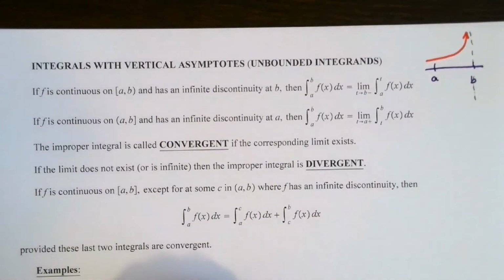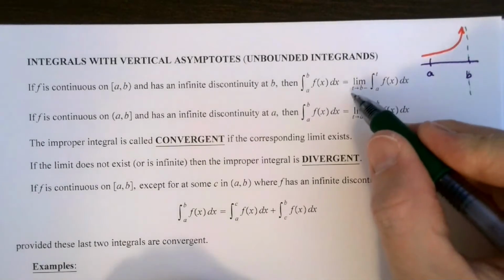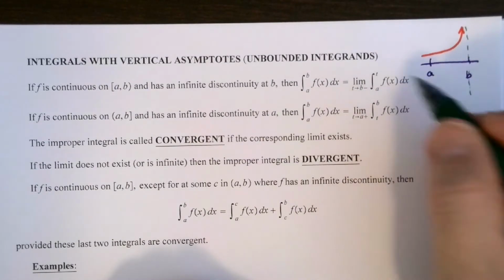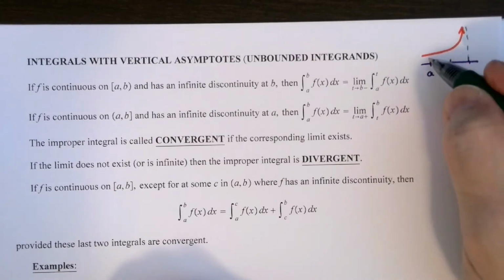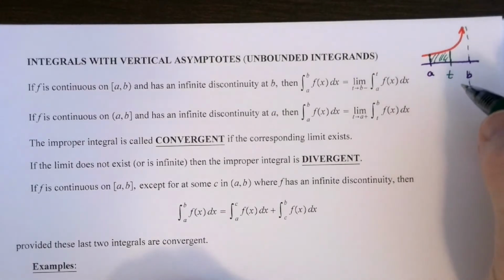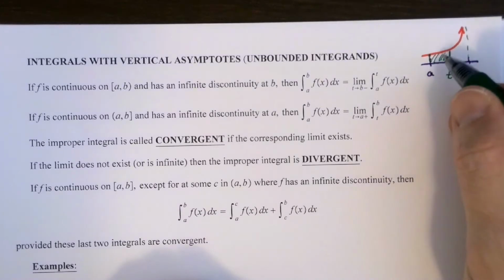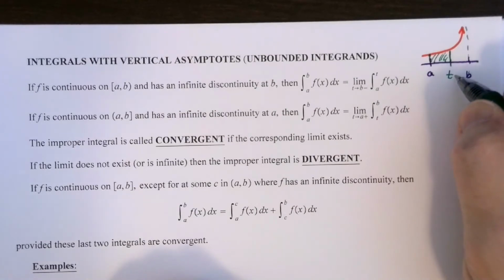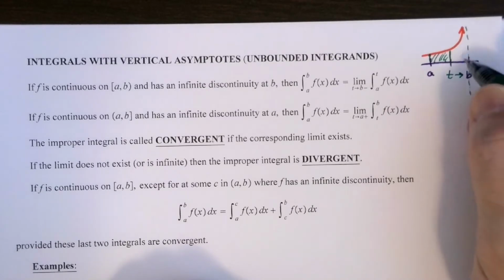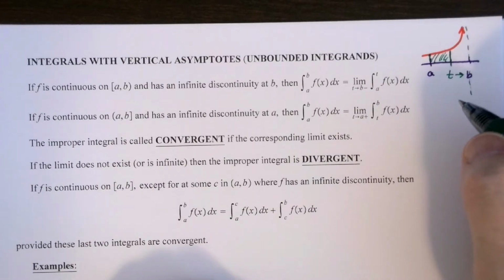Well, what we're going to do is look at the integral from a to some value t, where t is between a and b, so t will be some value right here. And now the integral from a to t will be this area here. I can calculate that in terms of t. Remember, a and b are fixed values. And then I'm going to take the limit as t approaches b from the negative side. So t is going to get closer and closer to b from below. If that limit exists, then that area under the curve is actually finite, and we say the integral converges.